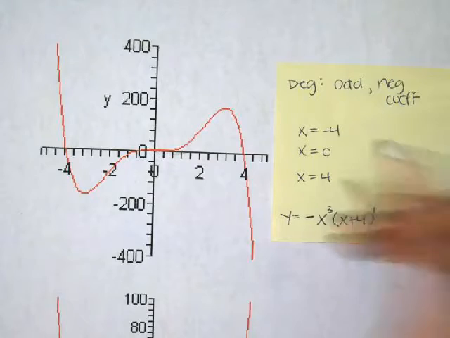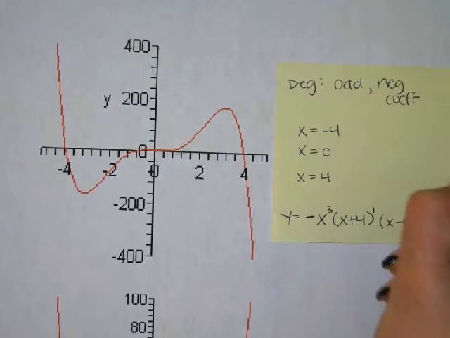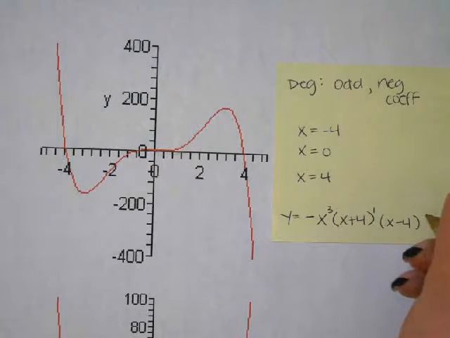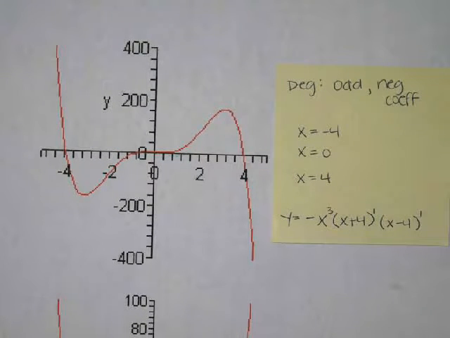So the last intercept was 4, so x minus 4, and then it goes straight through that, so that would be to the 1 power. Now those 1 exponents you don't have to write if you don't want to. If you want to write them right now because we're just beginning, just to make sure that we don't forget, that's totally fine. Just make sure you know the difference between a multiplicity of 1, 2, and 3.